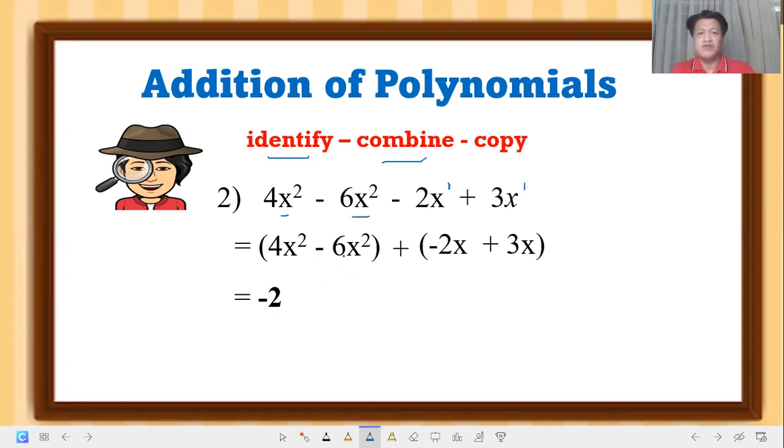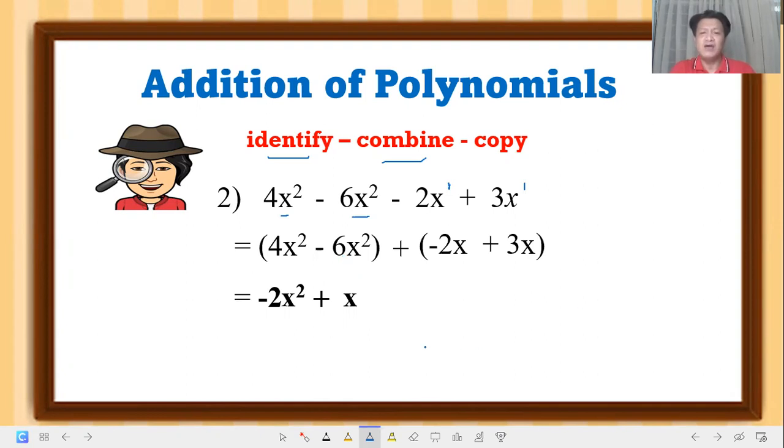Okay, remember, addition of integers with different sign. Diba? Subtract the numerical value and copy the sign of the integer with greater absolute value. Kaya negative 2 siya. And copy the literal coefficient. Huwag natin kakalimutan. And then, dito naman tayo sa pangalawa. So that is equal to x.